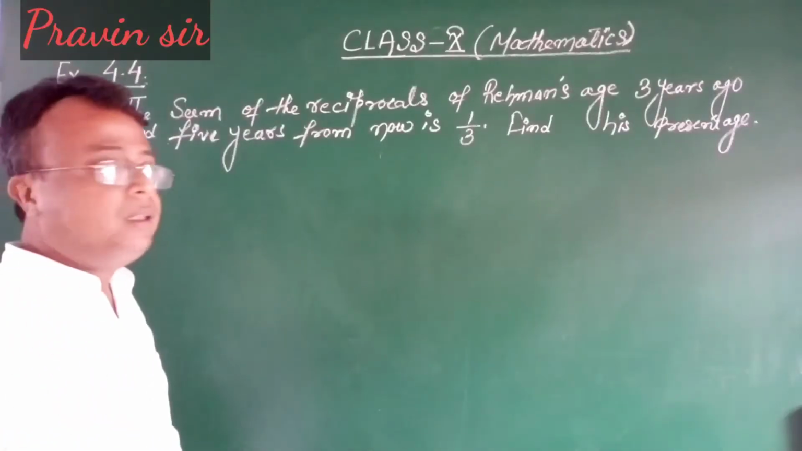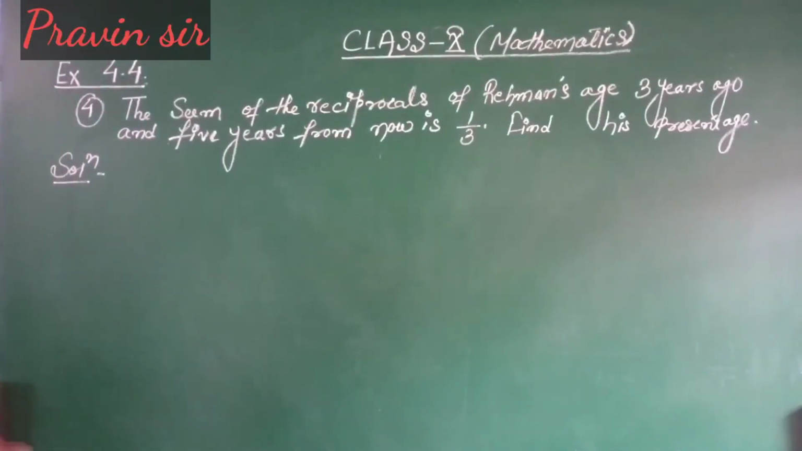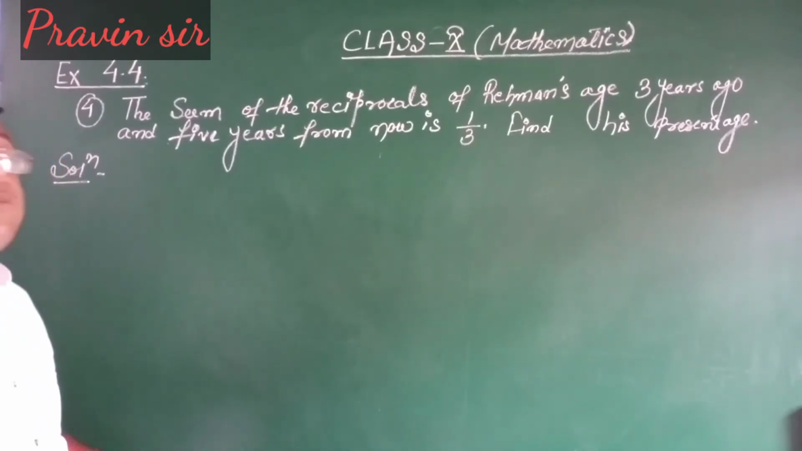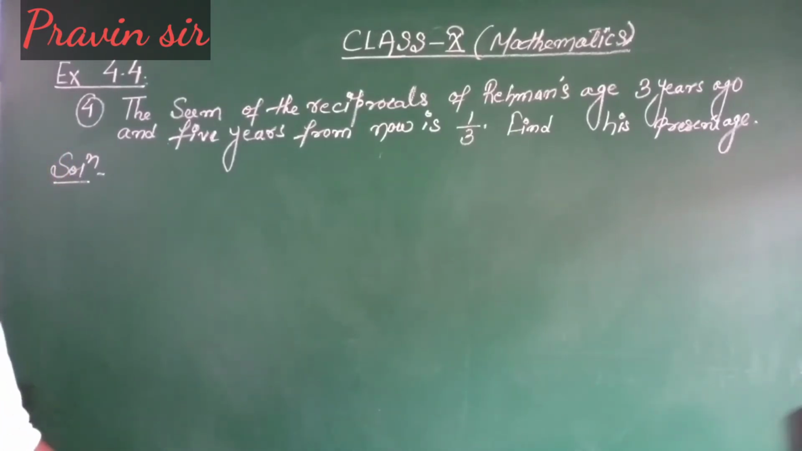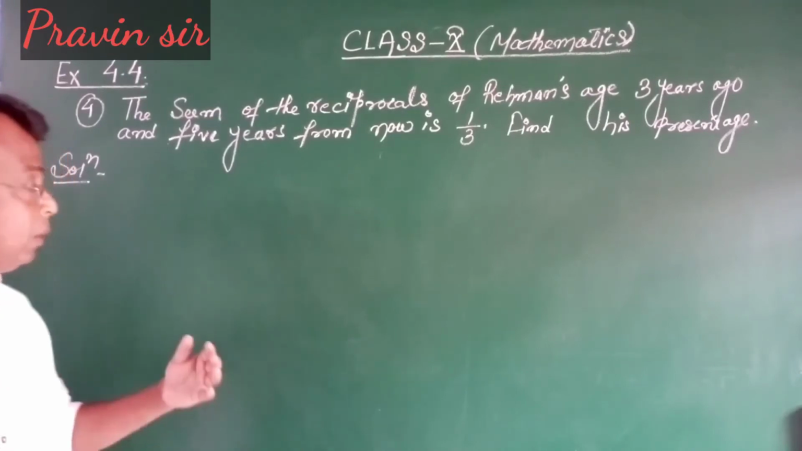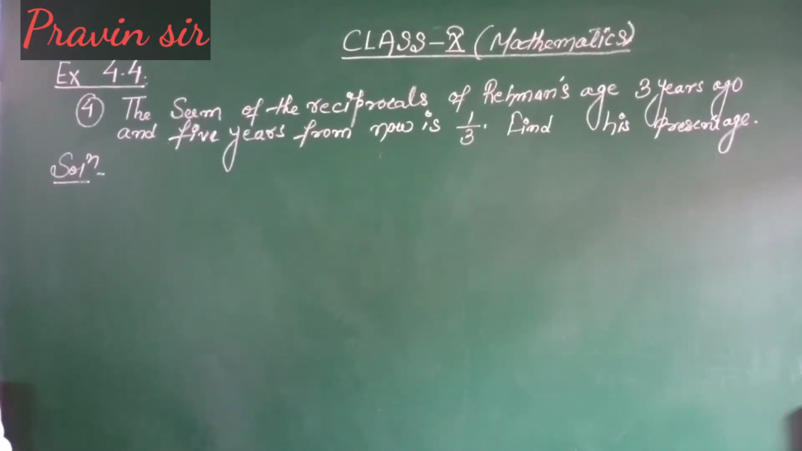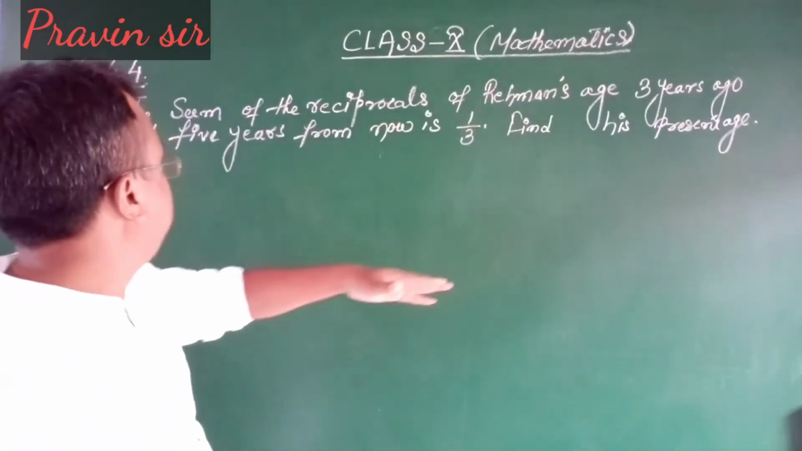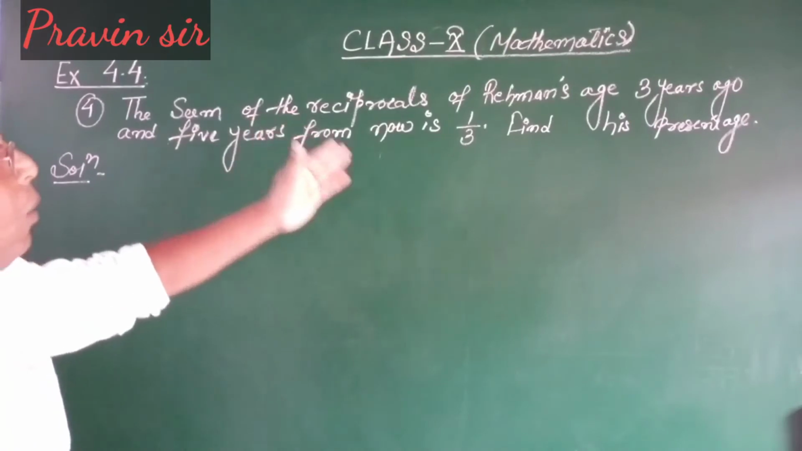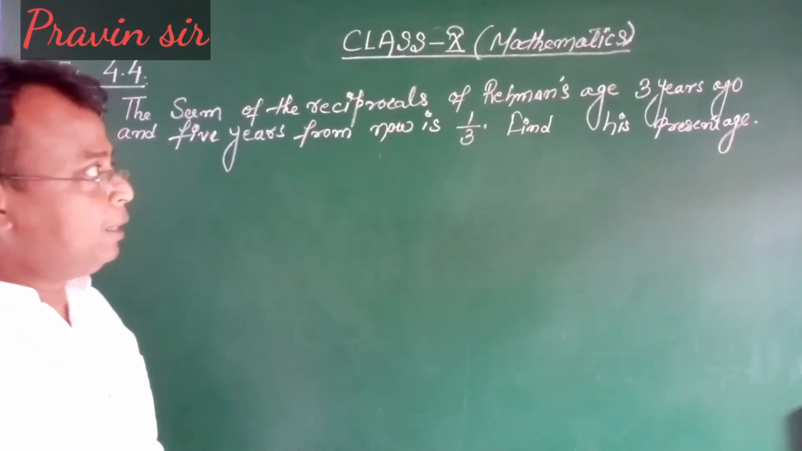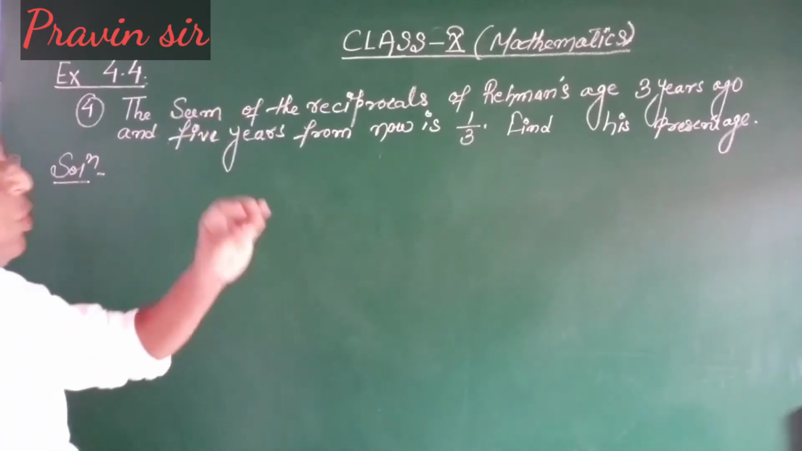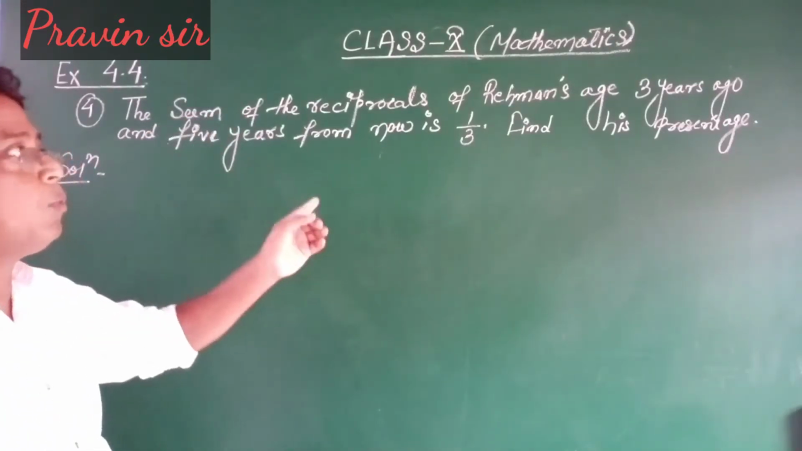So good morning children. Today we are going to start question number 4 of exercise 4.4, the word problems part. The question says: the sum of the reciprocals of Rahman's age 3 years ago and 5 years from now is 1/3. Find his present age.